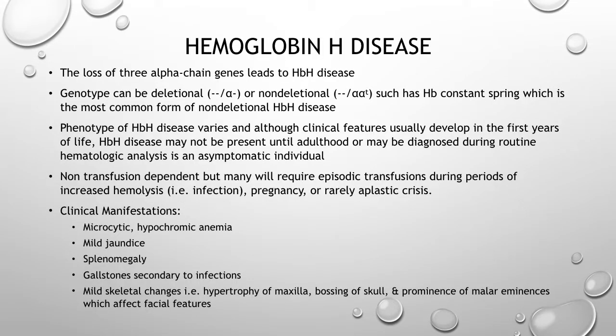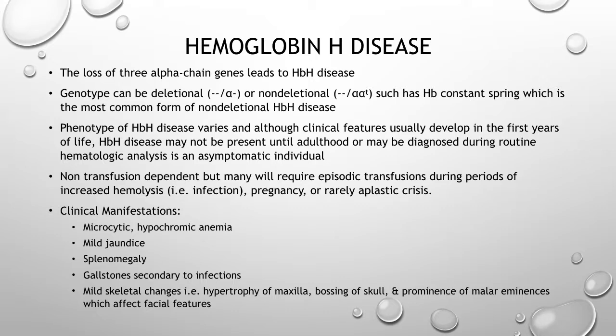Hemoglobin H disease is the loss of 3 alpha chain genes, which leads, like I said, to hemoglobin H disease. The genotype can be deletional or non-deletional, such as hemoglobin Constant Spring, which is the most common form of non-deletional HbH disease. The phenotype of HbH disease varies, and although clinical features usually develop in the first years of life, it may not be present until adulthood, or may be diagnosed during a routine hematologic analysis in an asymptomatic individual.